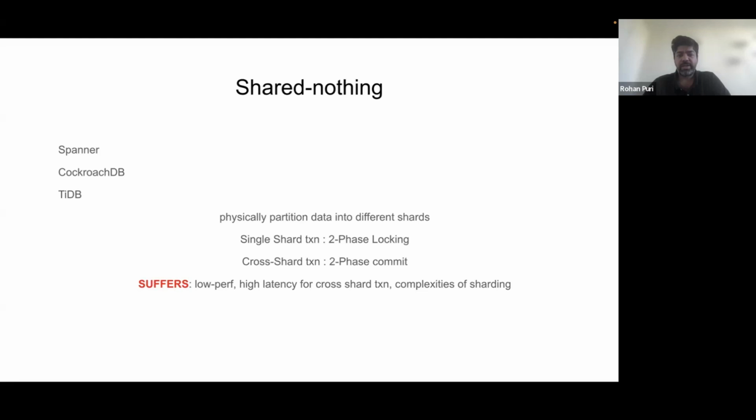So what do they suffer from? They suffer from low performance and high latency for cross shard transactions. They also have to deal with the complexities of sharding, like deciding what to shard and so on. And not all workloads would be sharded in a proportionate manner.